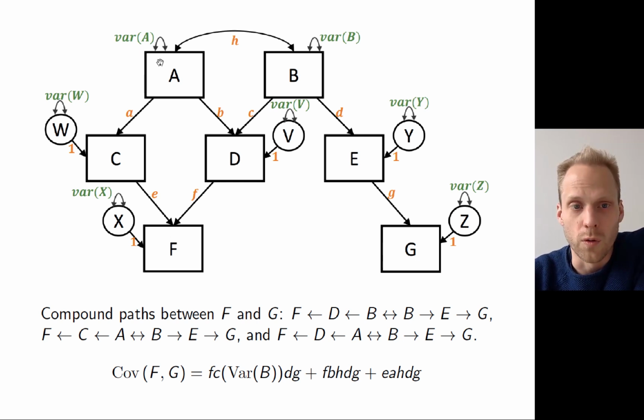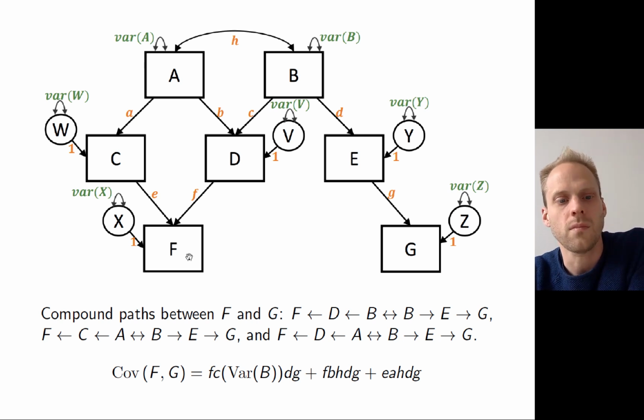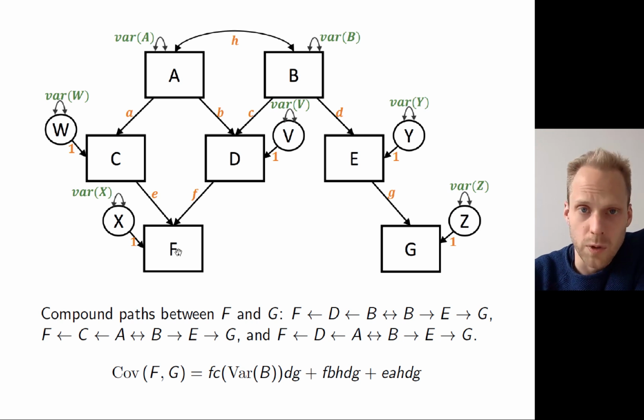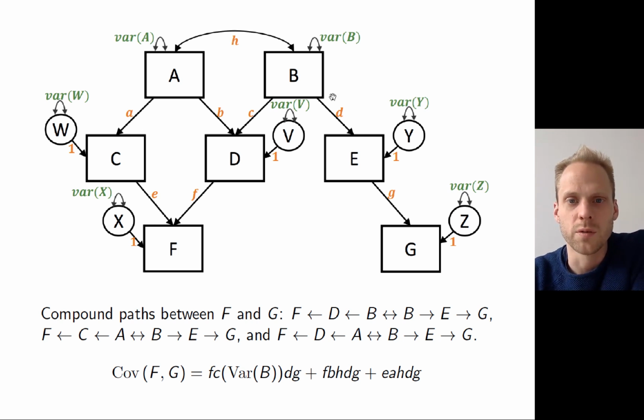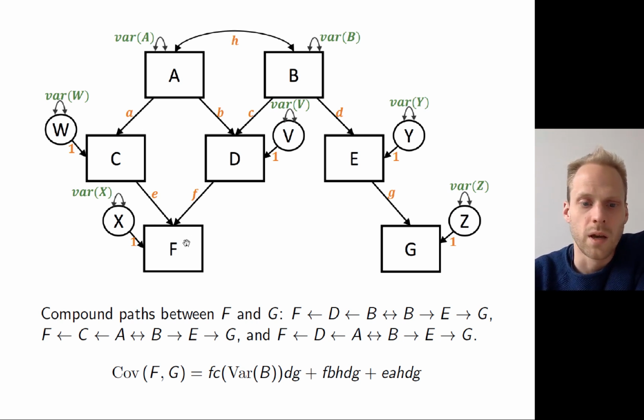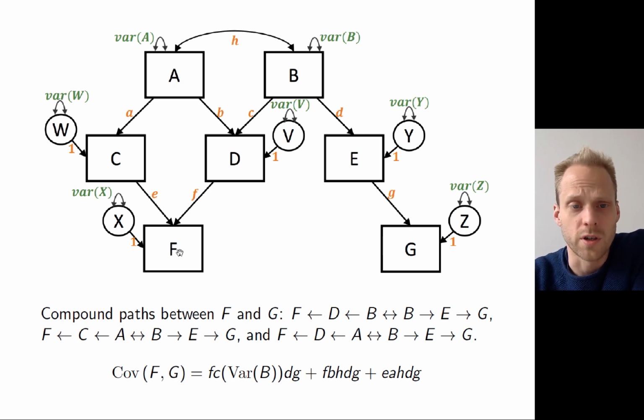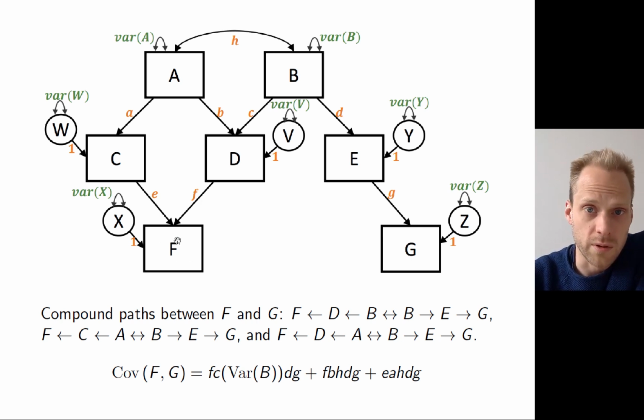And we can do that for a covariance or variance. So from F we can go backwards, take this U-turn here and go forwards, for example. And then what we do is we just multiply all the parameters we encounter on the path. And then for every possible path we do that, and then we add all combinations of that. So for F and G, we want to know their covariance. We start at F. We can also start at G and go to F. It doesn't matter, it's the same result. But let's say we start at F.